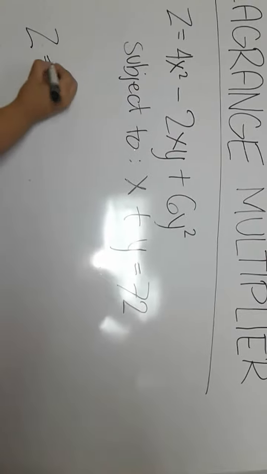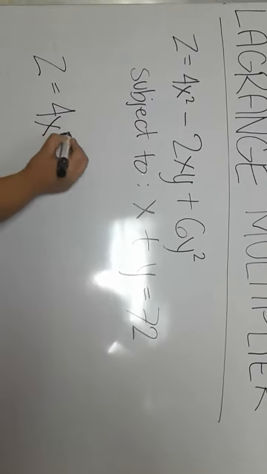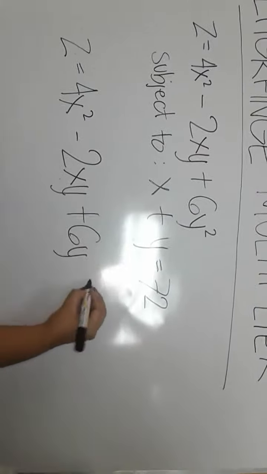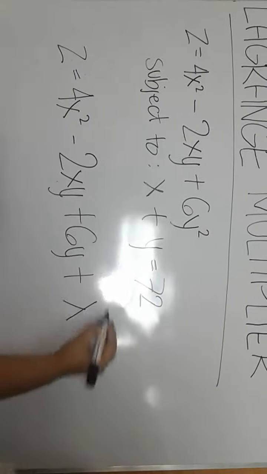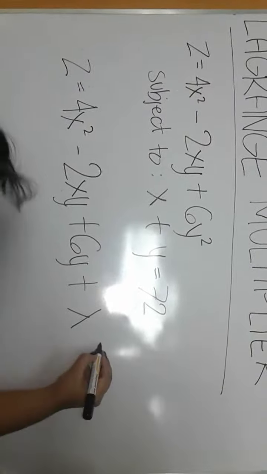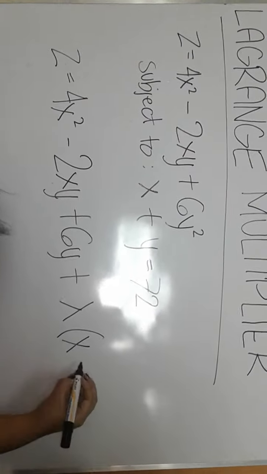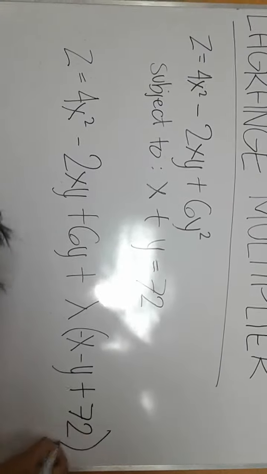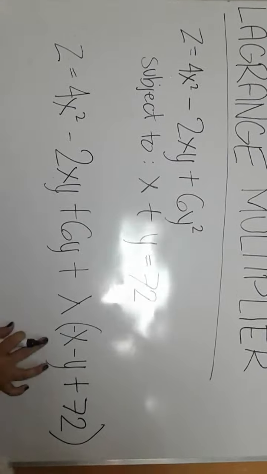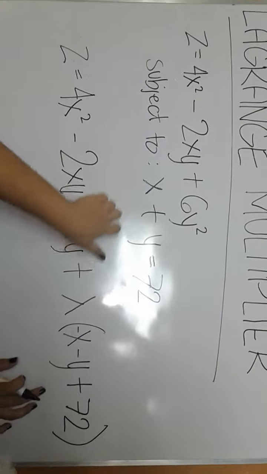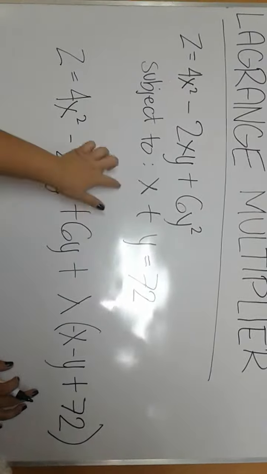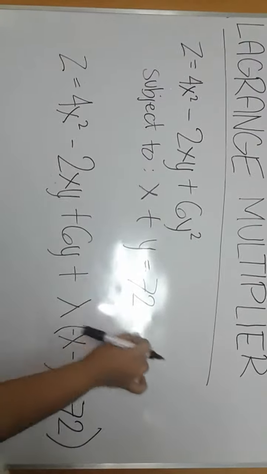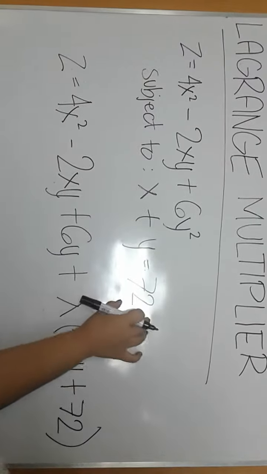Z is equal to 4x squared minus 2xy plus 6y squared plus lambda. Lambda here represents your constraint times x, negative x minus y plus 72. You may see that our x and y here are negative, yet our constraint given here is positive. That is because x and y should adjust to our constant value that should always be a positive number.